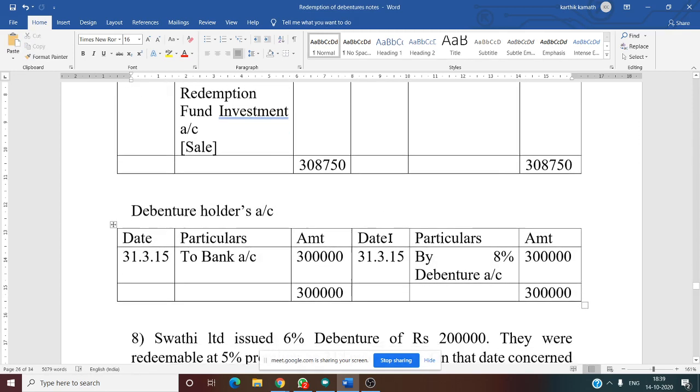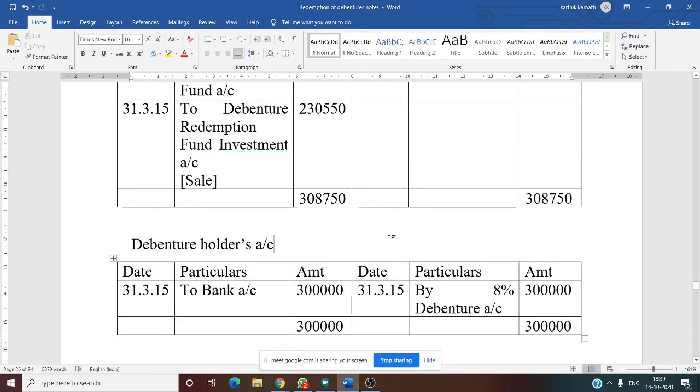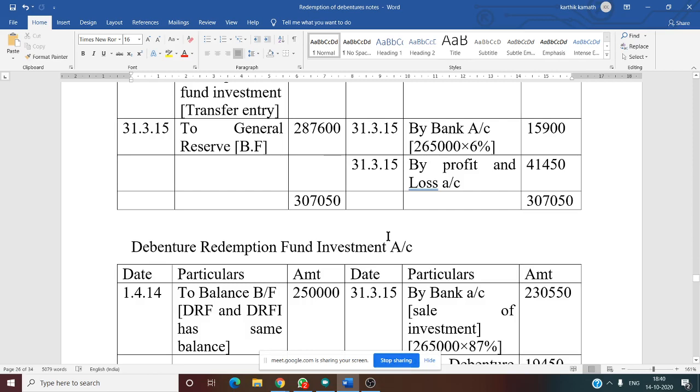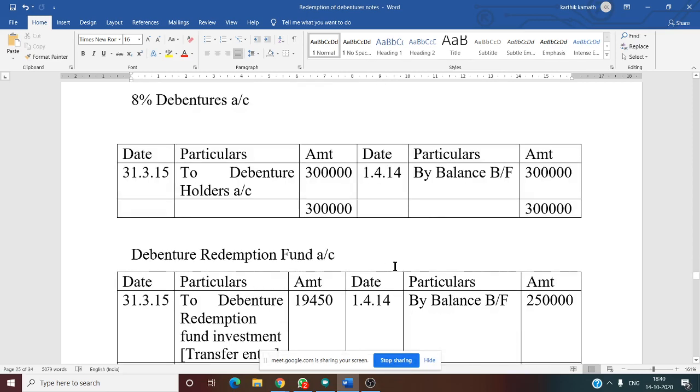So now we have finished this problem. We have closed all 5 accounts for the last year only, because here the balance is given for the last year. Yes, any doubt?